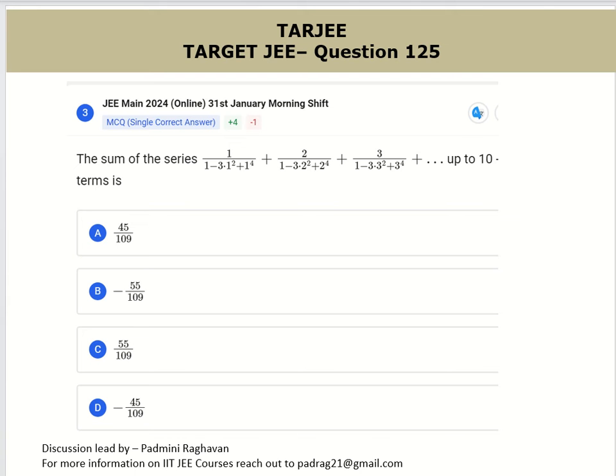Find the sum of the series 1/(1 − 3·1² + 1⁴) + 2/(1 − 3·2² + 2⁴) + 3/(1 − 3·3² + 3⁴), etc., up to 10 terms. The answers are 45/109, −55/109, 55/109, −45/109.